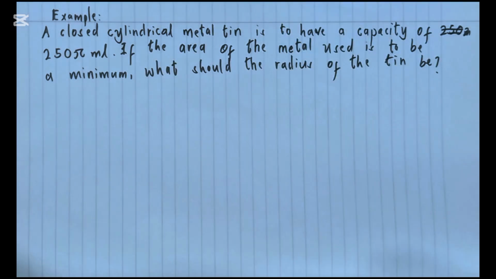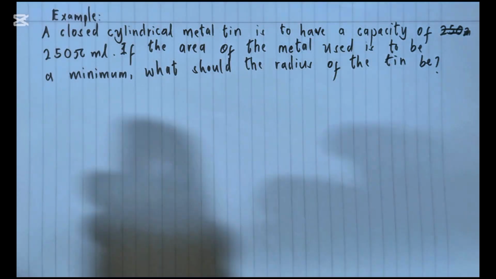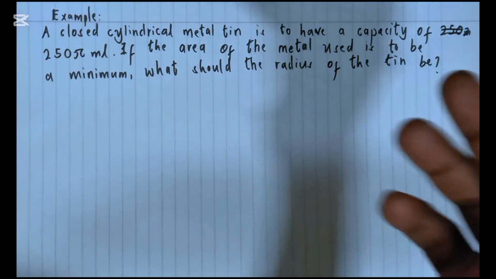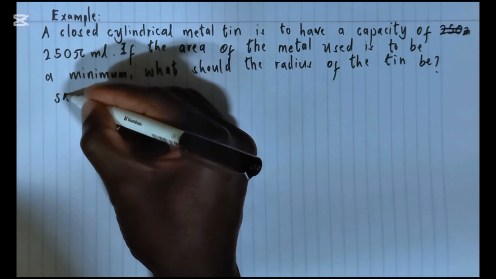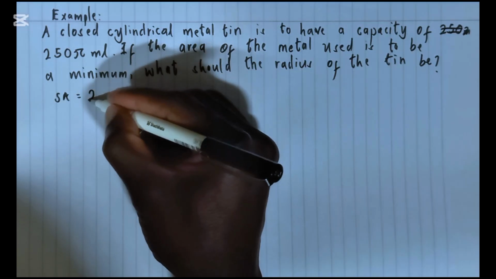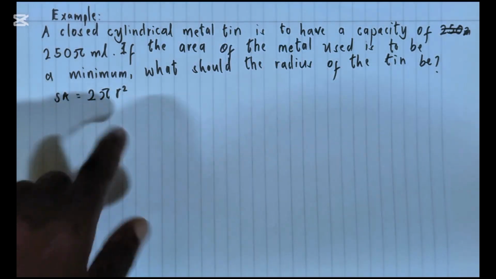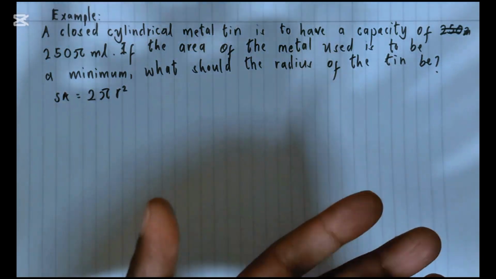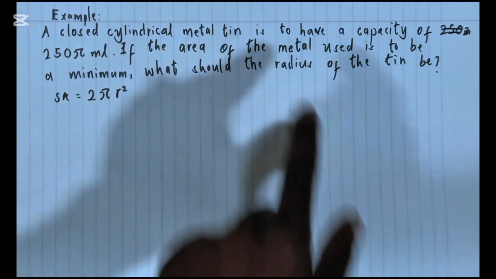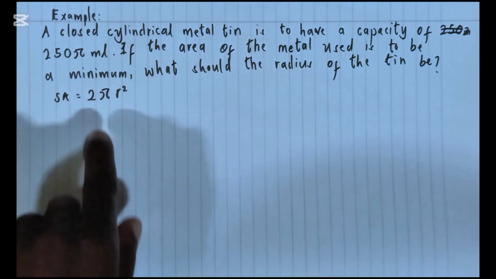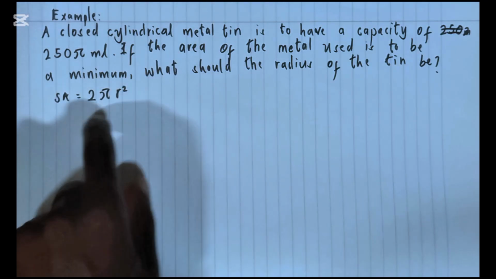Because we're talking of surface area, we are going to express the surface area of a closed cylindrical tin. The surface area of a closed cylindrical tin is usually given by 2 pi r squared. This is the area of the upper and the lower circular shapes of the cylindrical tin. Pi r squared is how we find the area of a circle. So 2 pi r squared.